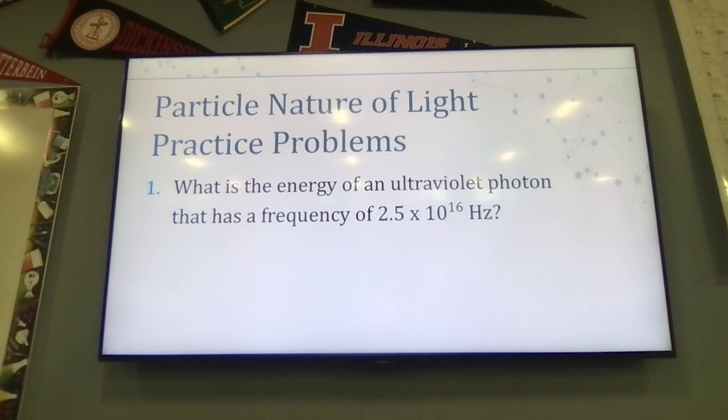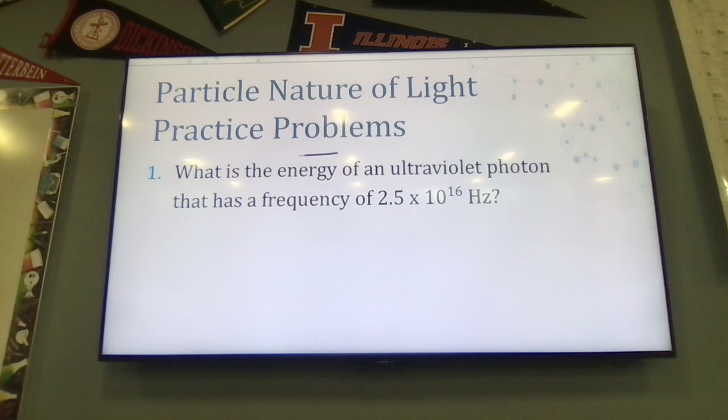But all of you need to think about how much practice do I need individually, right? Maybe you need to do all of them if math is not your strong suit. So it says, what is the energy? So again, I box, I want the letter E of an ultraviolet photon. So it's just a little particle of light. UV light is what burns you in the summertime. That has a frequency of 2.5 times 10 to the 16th hertz. There's your little V. I always label things, okay?